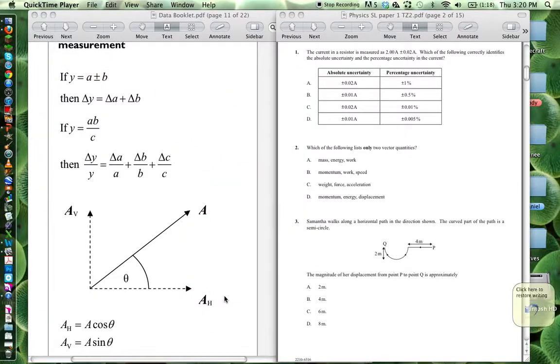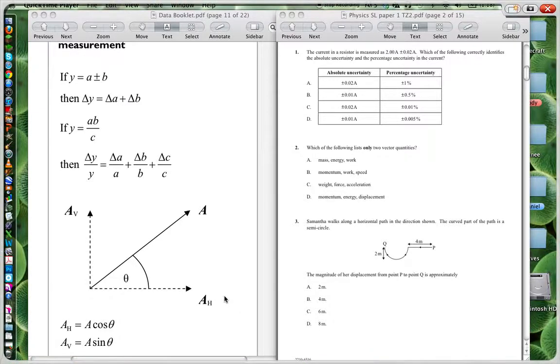Okay, so we're going to go through this in quite a lot of detail. I'll read through all the questions and we'll discuss them. So for question 1, the current in a resistor is measured at 2 amps plus minus 0.02. So this plus minus 0.02 is your absolute error. Which of the following correctly identifies the absolute uncertainty and the percentage uncertainty in the current?